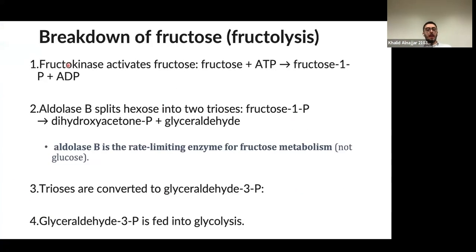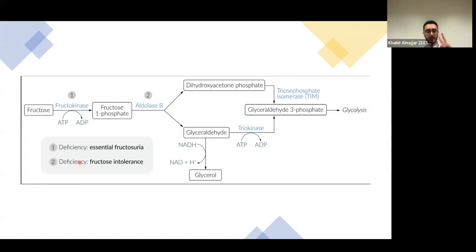Let me go back to the text here. Fructokinase activates fructose by adding an ATP to it. Aldolase B splits the hexose, which is fructose 1-phosphate, into two trioses, dihydroxyacetone phosphate and glyceraldehyde. Okay, these two will be converted to glyceraldehyde 3-phosphate, which is fed into glycolysis because, again, it's one of the steps of glycolysis. Okay? Aldolase B is the rate-limiting enzyme of fructose metabolism, not glucose metabolism, okay? Because glucose metabolism, which is glycolysis, if I clearly remember, is PFK. Yeah, PFK, phosphofructokinase 2.